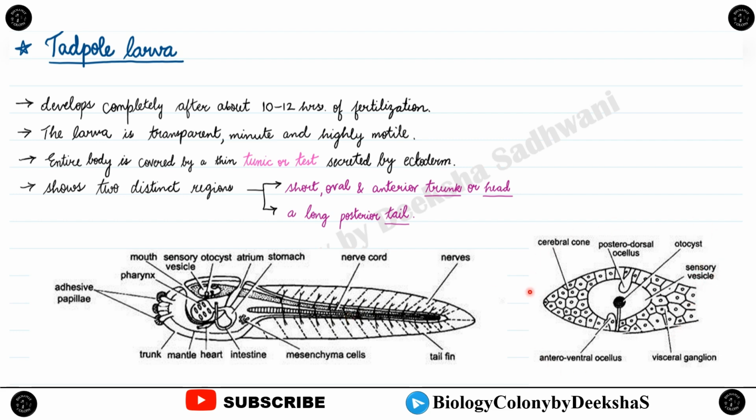Now this is the picture of the sensory vesicle in which it contains cerebral cone, that is the mass of cells present at front. Then it has visceral ganglion that is present at the back. Then posterior dorsal ocellus, these are the photoreceptor cells. And anteroventral ocellus, this is also the eye-like structure. Otocyst, it is for maintaining the balance, and this is the sensory vesicle.